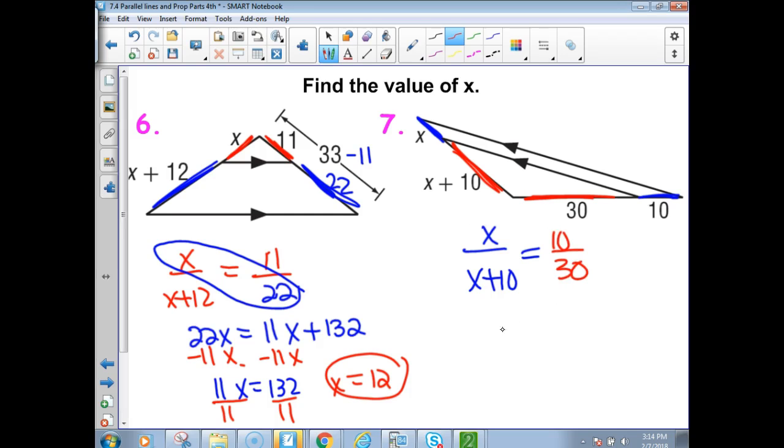Okay, cross products. I got 30x equals 10x plus 100. I am going ahead and just distributing it. And then I'll subtract 10x. I have 20x equals 100, and then I divide by 20, and what do we got? Yep, 5.